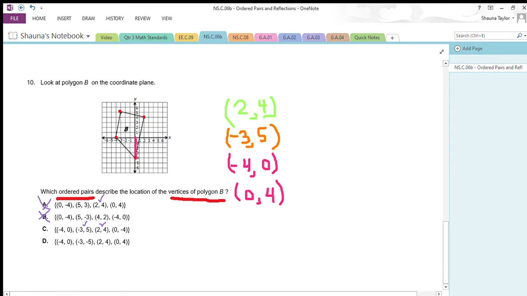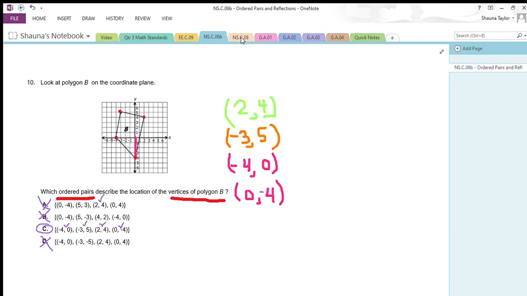Okay, next one is negative 4 and 0. Oh, it's this first number. Look, negative 4 and 0. Check mark. And the last one is 0. Oh, and I forgot my negative sign here. And negative 4. Check mark. So my answer is C. See how quick we were able to go through NSCO6B? Okay, let's go to the next one.